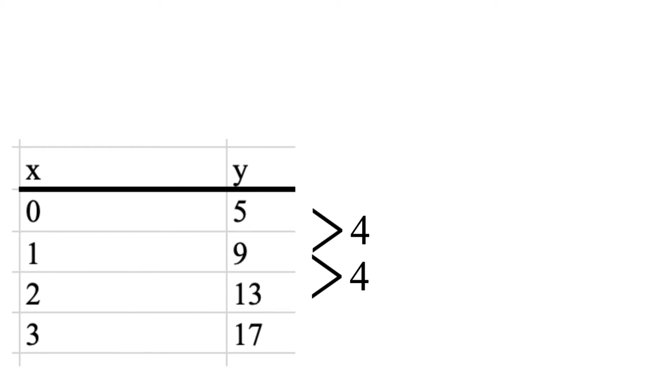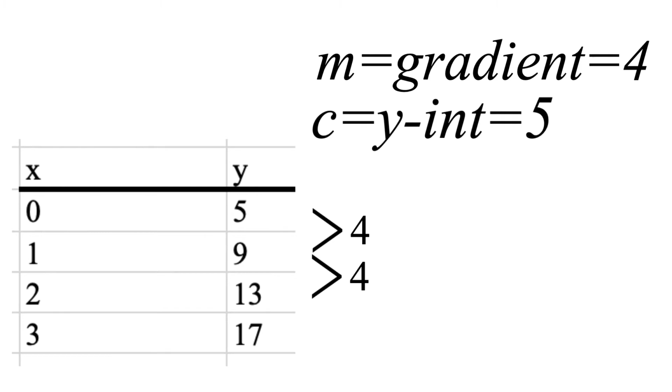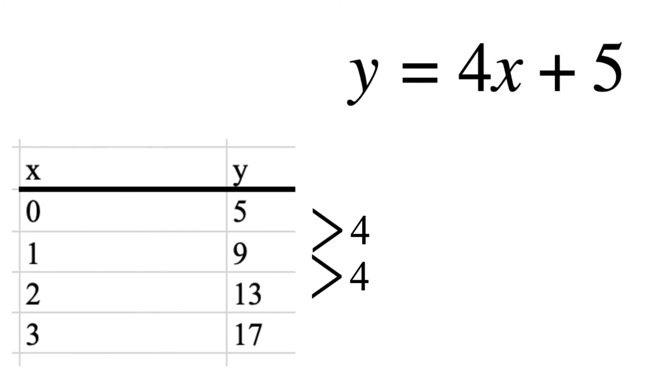As we have calculated before, the difference between each term is 4, which is the gradient m, giving us y equals 4x plus c. Then we plug any term into this equation to find out c. Let's plug x equals 0 into this equation. By solving this equation, we find that c is equal to 5. This gives us the equation y equals 4x plus 5.